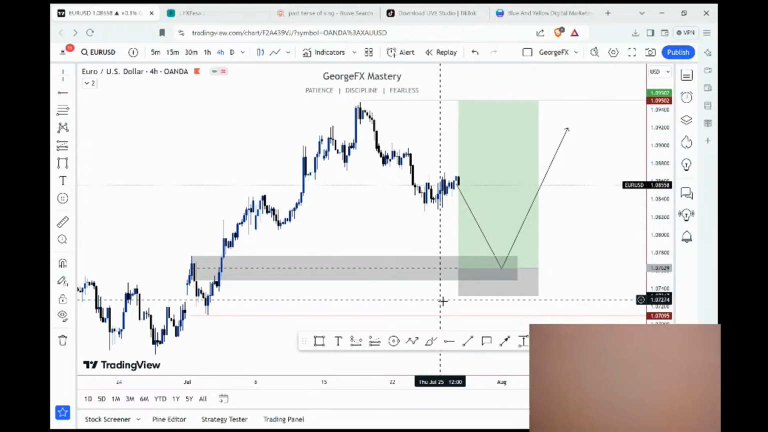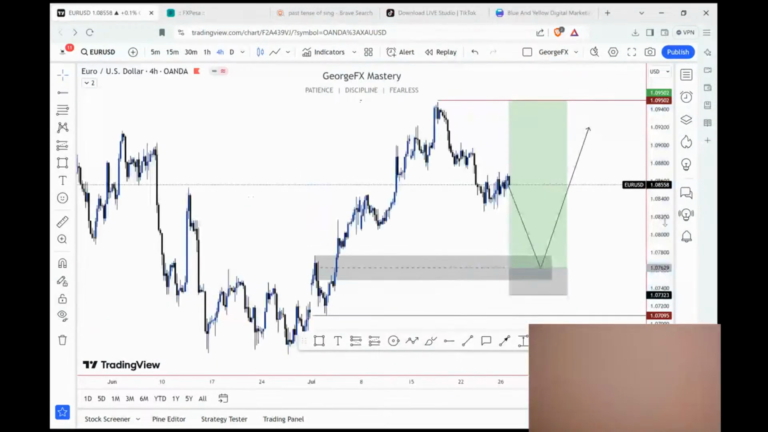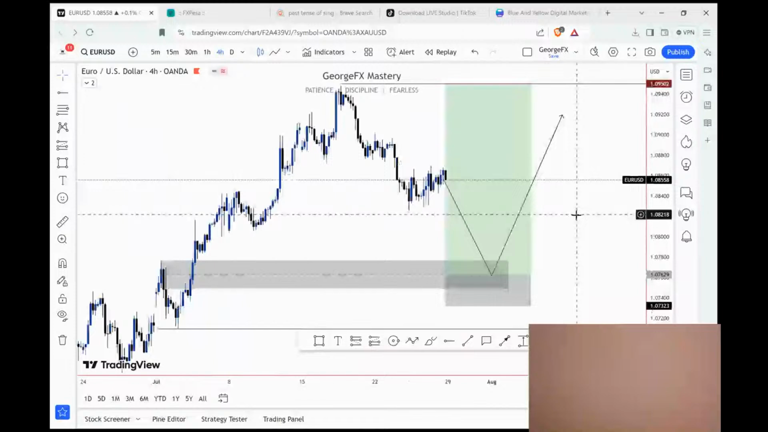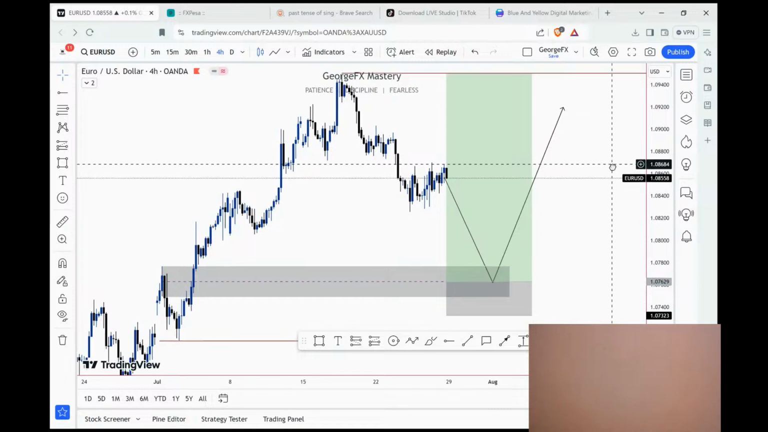So that is what I'll be looking out for. Remember, this is for education purposes. You don't necessarily need to take the same entries I'm taking, but if you want to take them, you can always do the same analysis on your chart and see if it really makes sense. If it makes sense, then well and good, you can go for it. But if it doesn't, suit yourself with the kind of analysis that you want. This is just for education purposes.